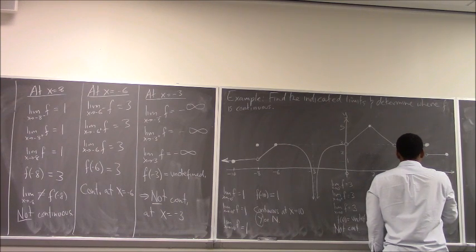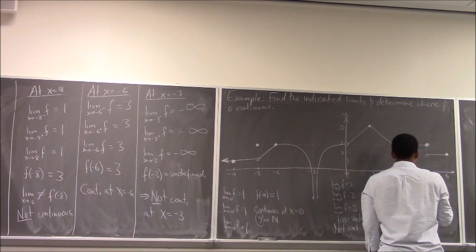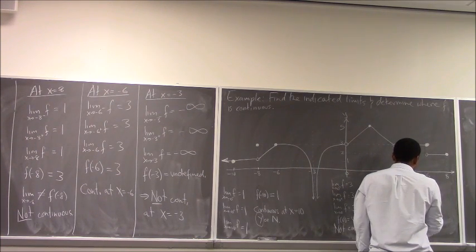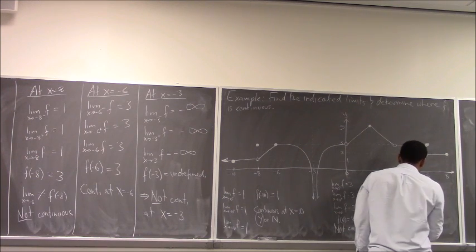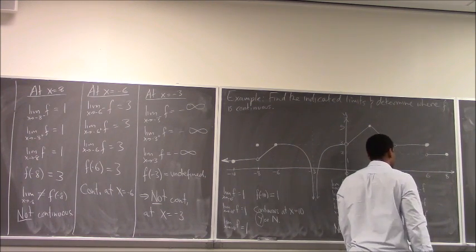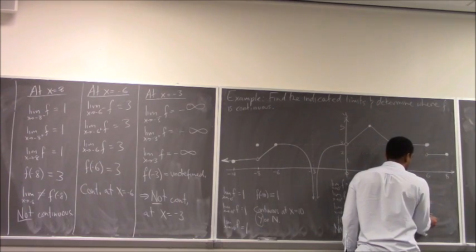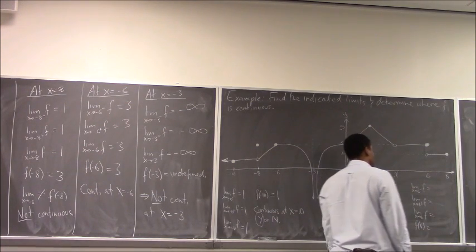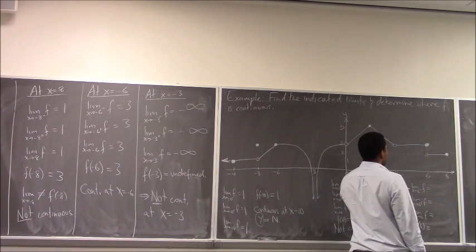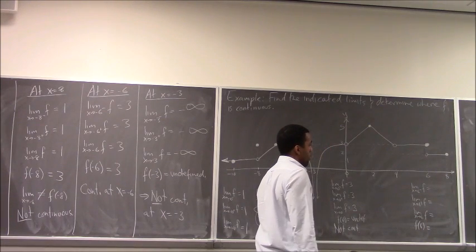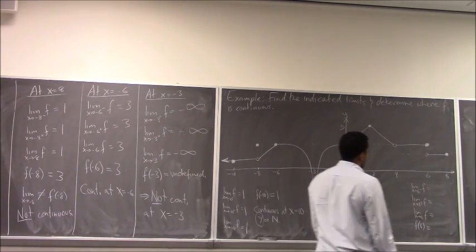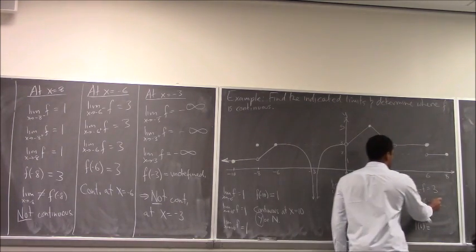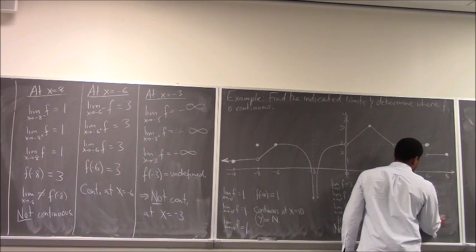Let's actually do 6. Limit as x approaches 6 from the left, limit as x approaches 6 from the right. So we can talk about the limit as x approaches 6. We can also talk about the function evaluated at 6. What's my limit as I approach from the left? 3. What about the right? 2. What does that mean for the limit? The limit does not exist.